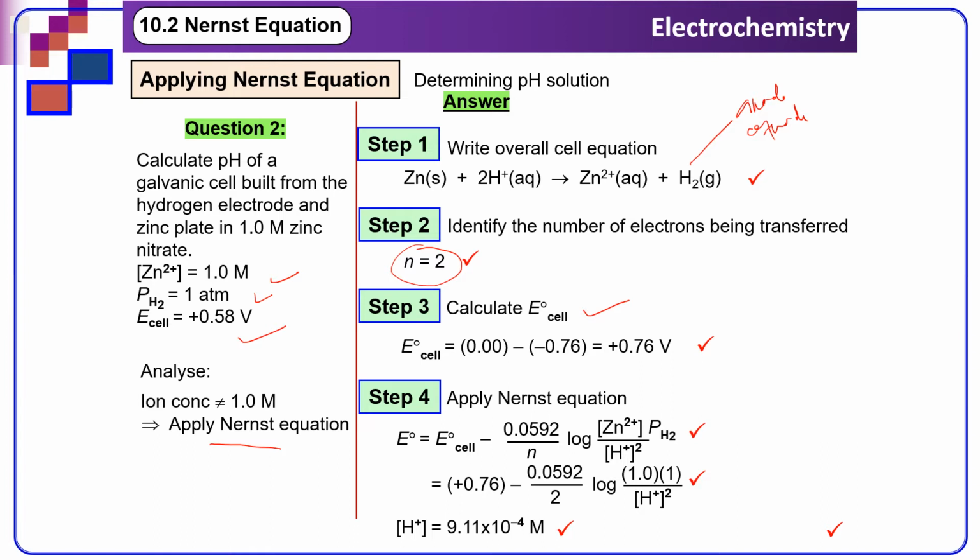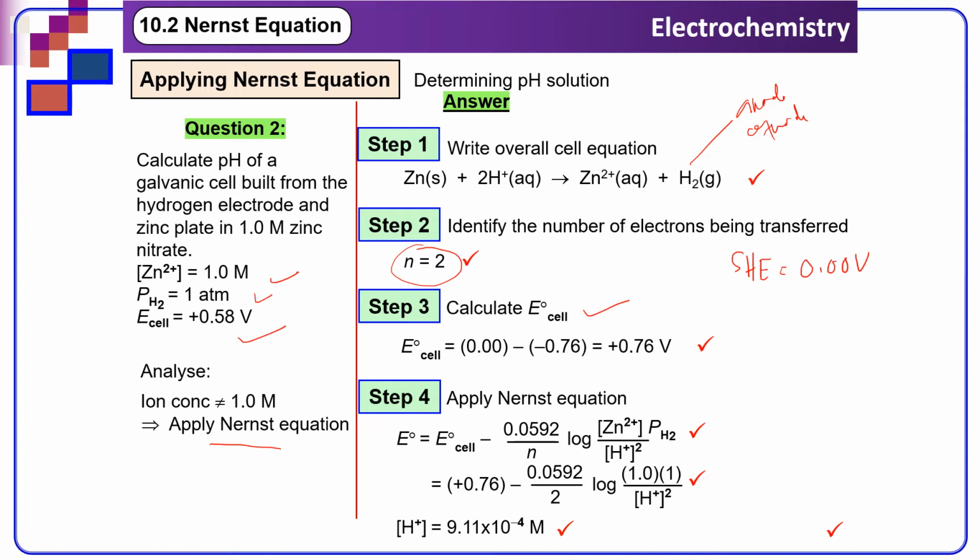Jadi cathode kita adalah hydrogen. So hydrogen ataupun SHE lah, standard hydrogen electrode. So standard hydrogen electrode, hydrogen ni nilai dia 0.00 volt. Okey. So tolak E naught anode kita adalah zinc. So nilai standard cell potential for zinc is negative 0.76. So you get the E naught cell.